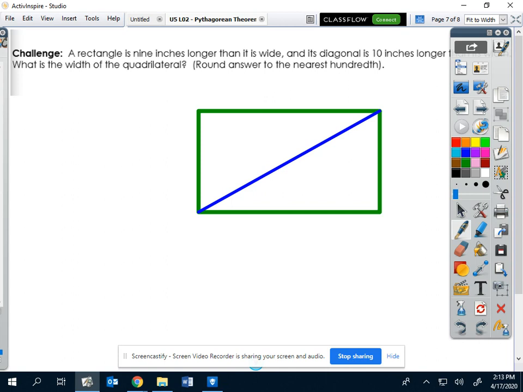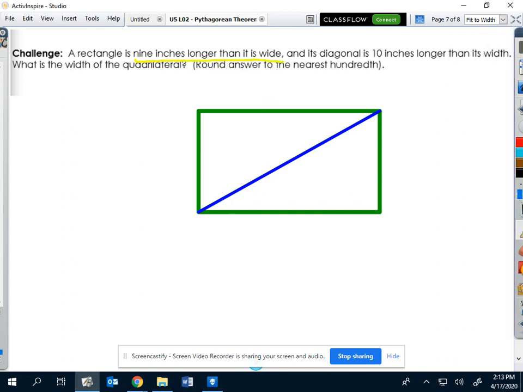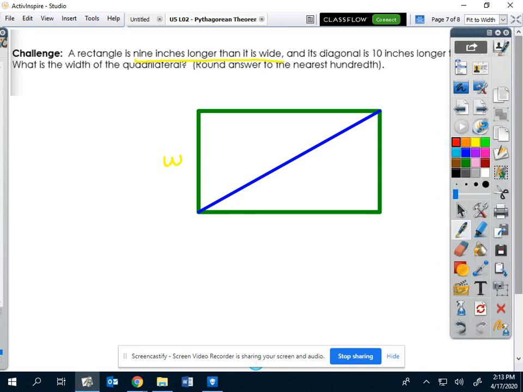Anytime we were practicing this earlier in the school year, when it says 9 inches longer than it is wide, well, then that width is the same. Let me use a different color there. That width is not going to change. It's just our width. Our length, though, is the width plus 9. Since it was 9 inches longer than it is wide, that's our length there.